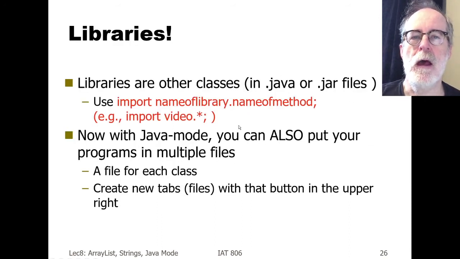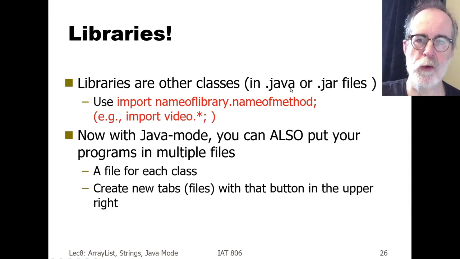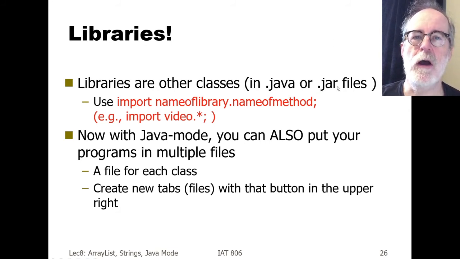Okay. One of the real advantages of doing Java mode, if you need it, is that you get access to the vast amount of Java programming that other people have done, and that is done through the use of libraries. And libraries are other classes in either .java files, which are source code, or .jar files, which are typically a set of libraries that have been compiled and archived together in a jar, or to spell that out, Java archive. And AR is an old school Linux term for archiving.